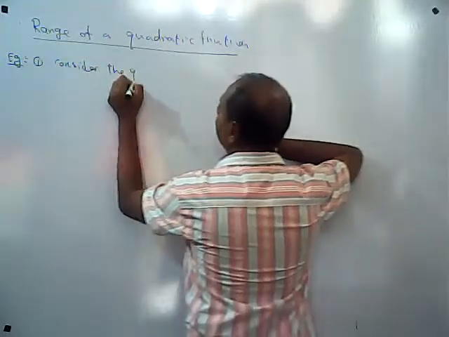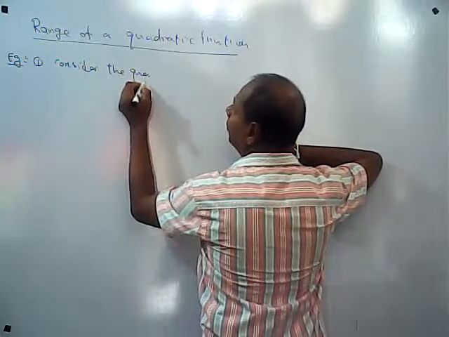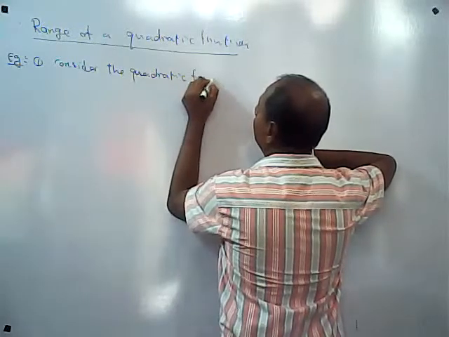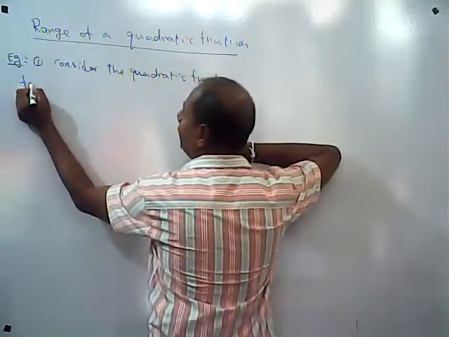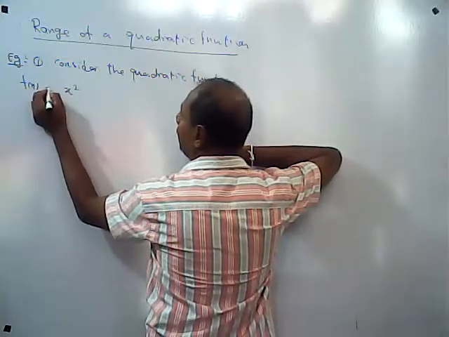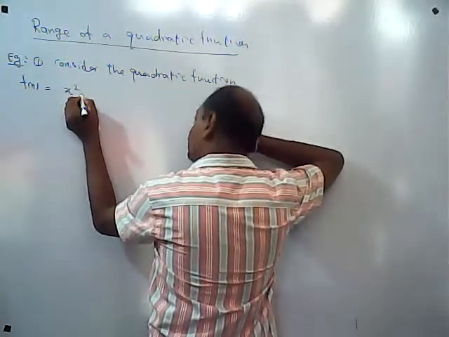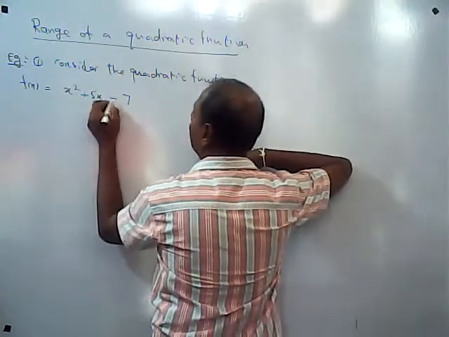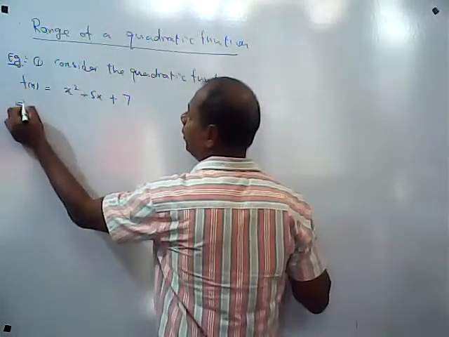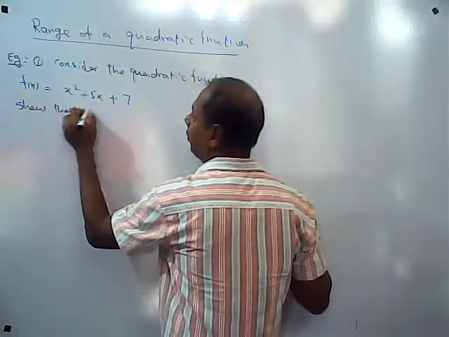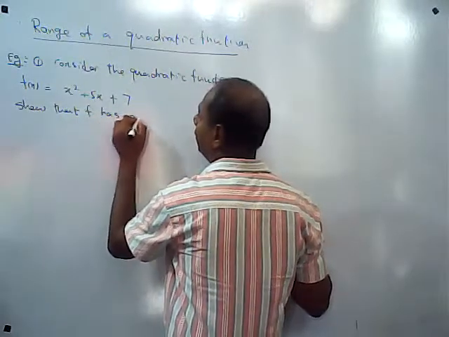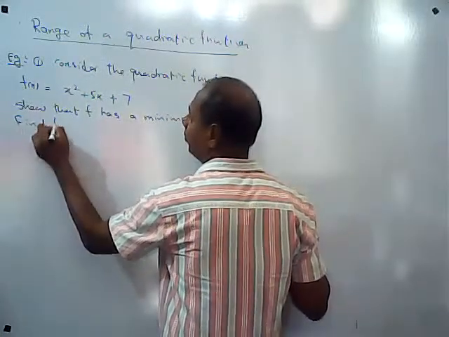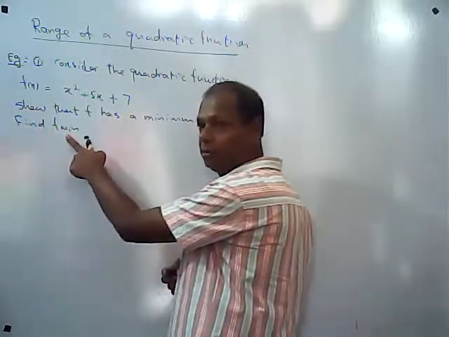Consider the quadratic function f(x) equals x squared plus 5x minus 7. Show that f has a minimum. Find f minimum, the minimum value of f.